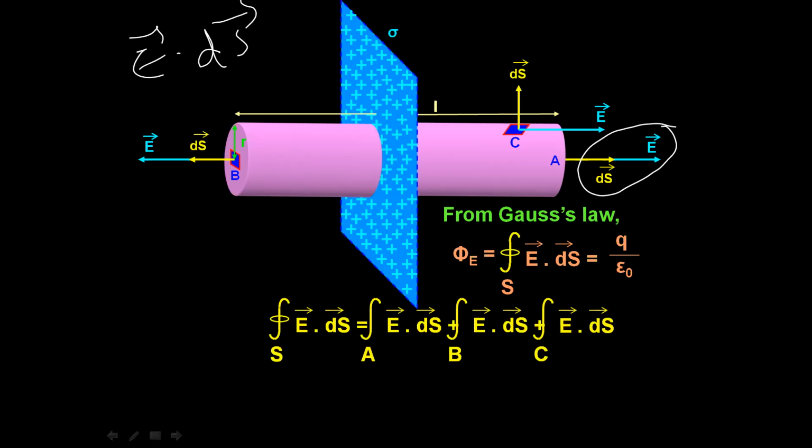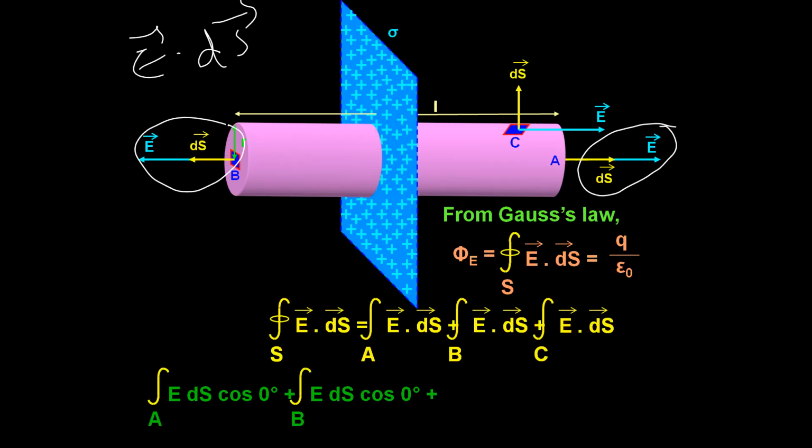Which means the angle between E and ds for the surface area A will be 0. So you can write E ds cos 0 plus, for the surface B, B is over here. As you can see, direction of ds and E is going to be the same direction, which means angle will be 0 there as well. Second term will be E ds over the surface B cos 0 plus over the surface C.